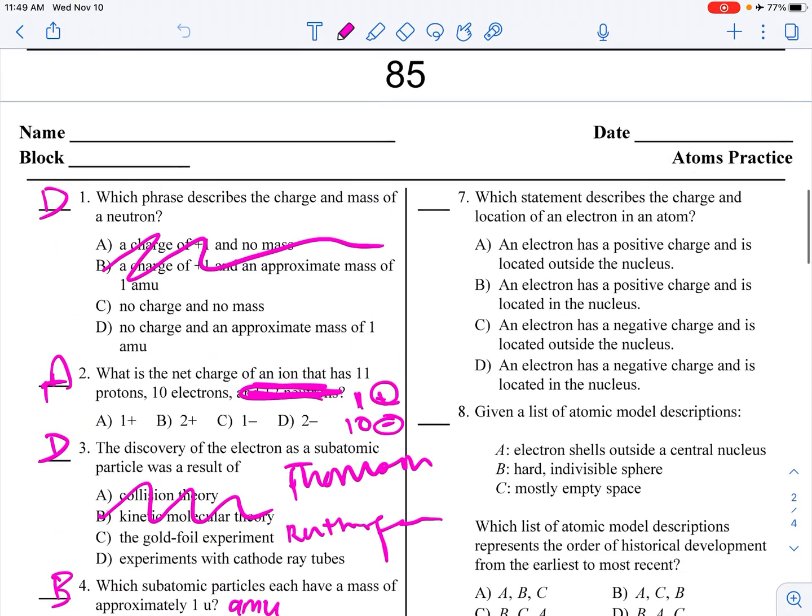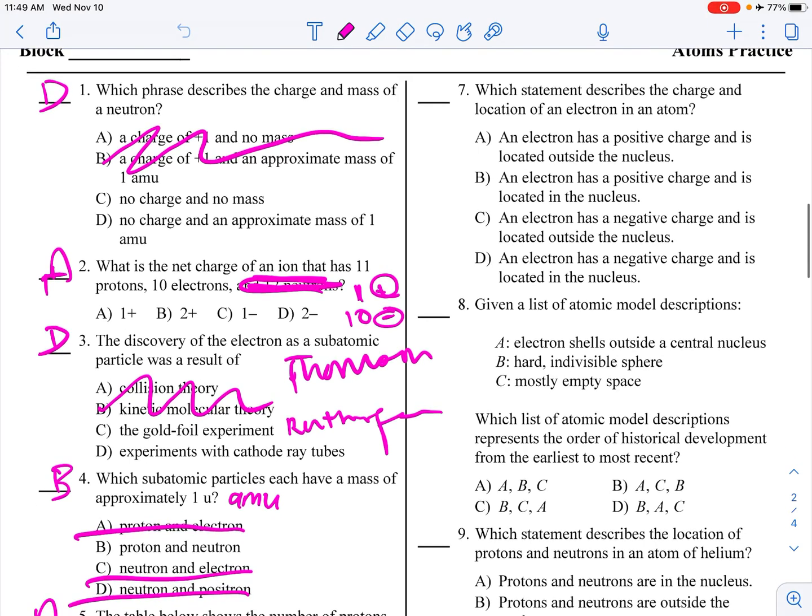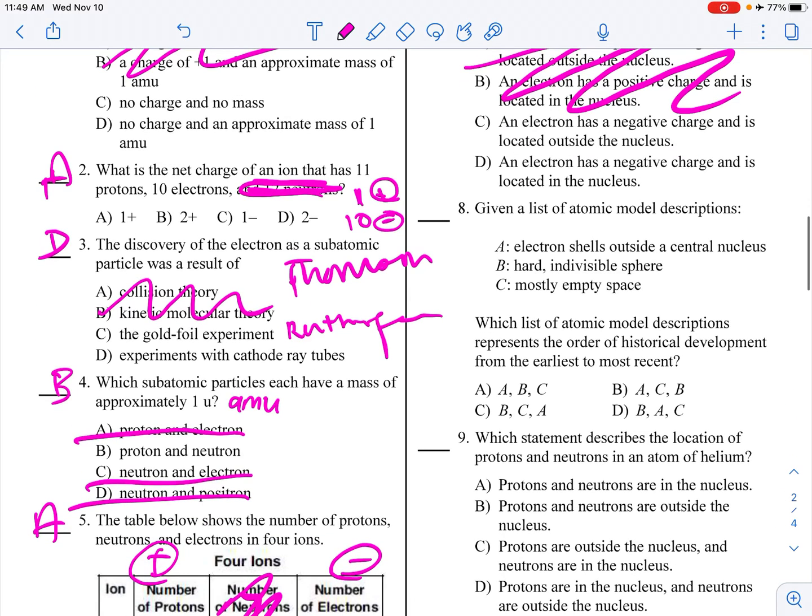Okay. Which describes the charge and location of an electron? Electron is a negative charge located outside the nucleus. Choice C. What is the order of historical development from earliest to most recent?